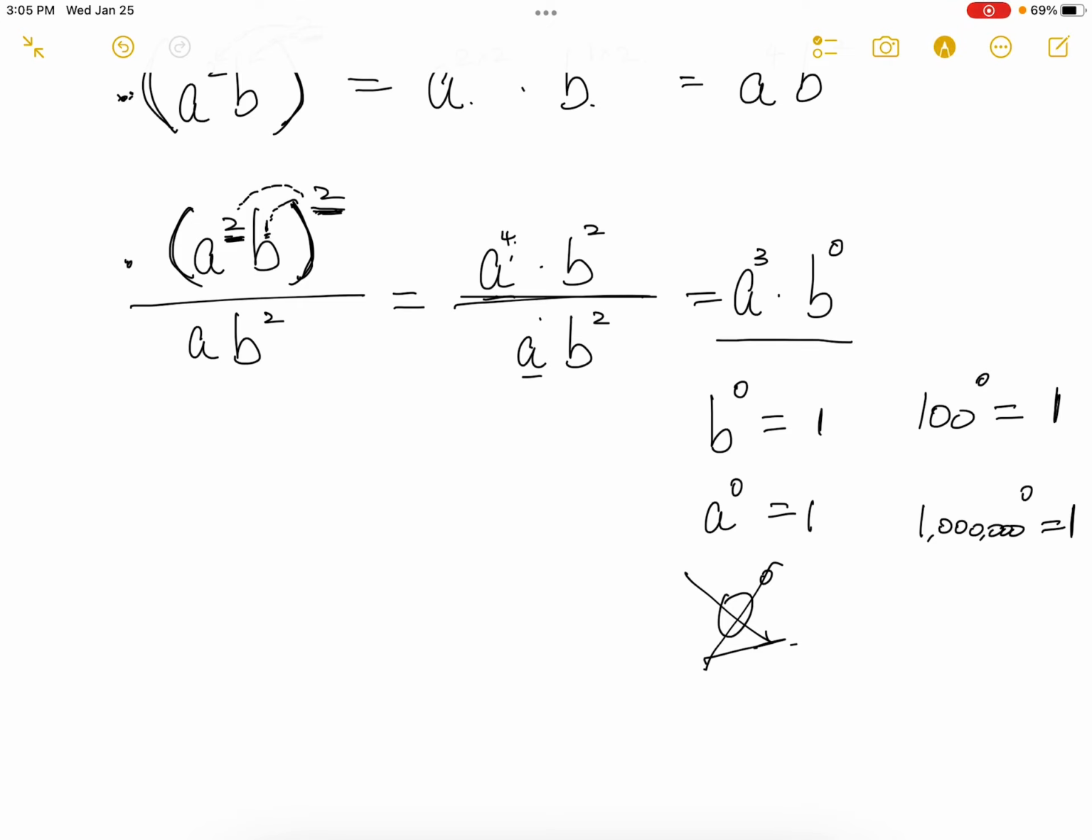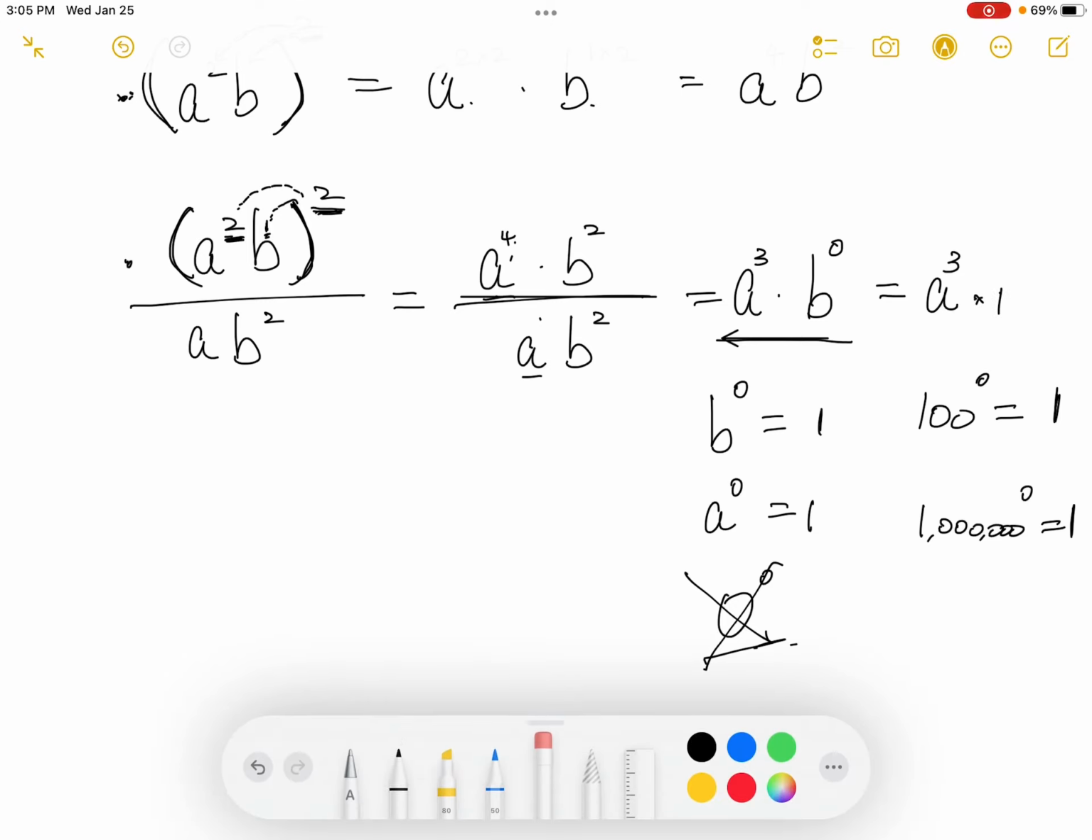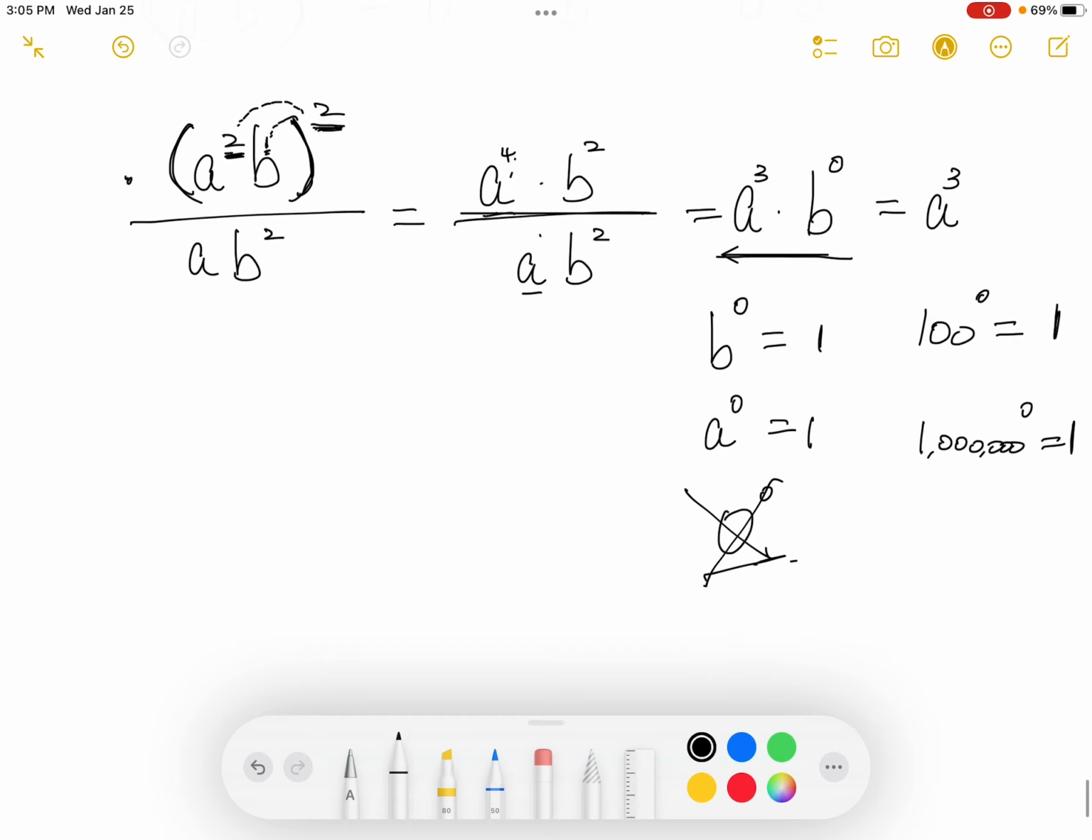So coming back out here, either you keep it like this as your answer if you're comfortable with it, or you can just write it as a to the power of 3, and this b is just 1, which means you can just ignore it, not write it down. Okay? So that's that.